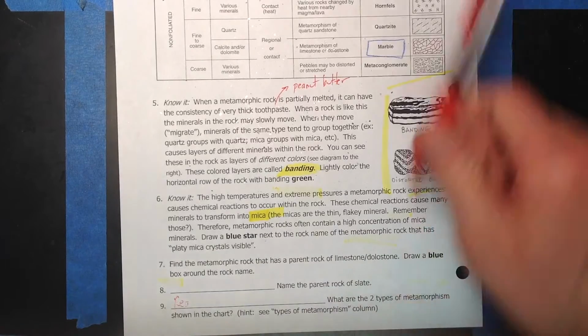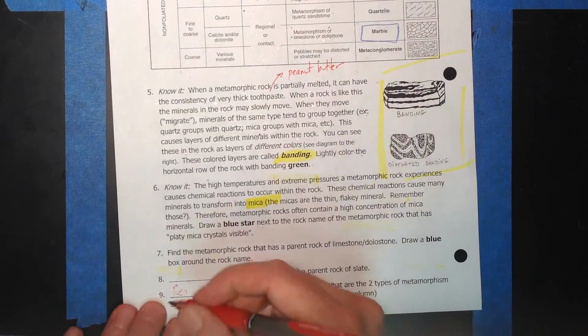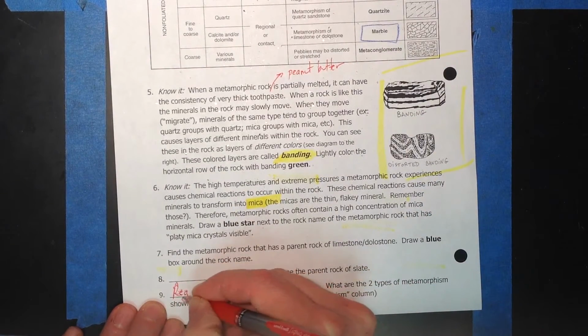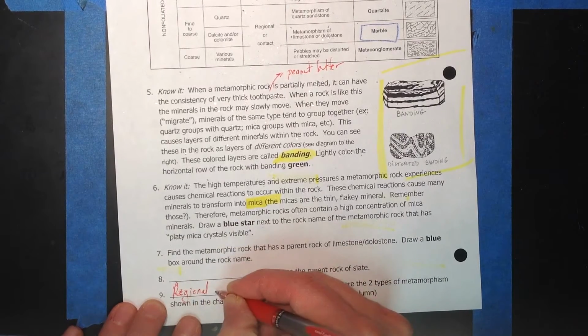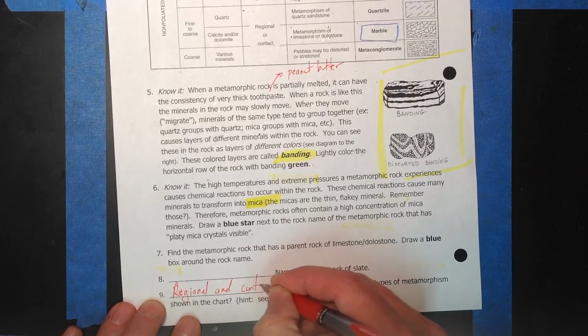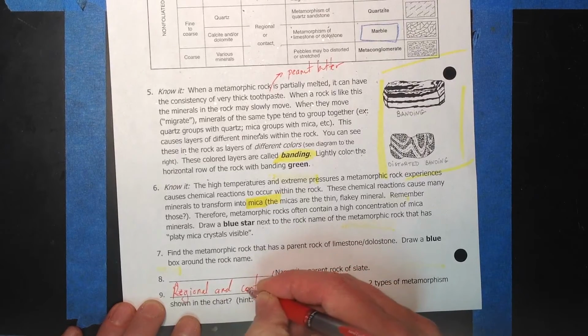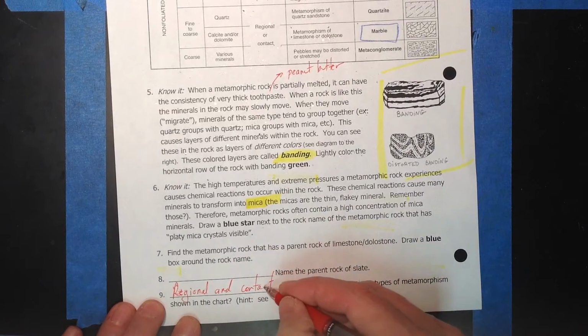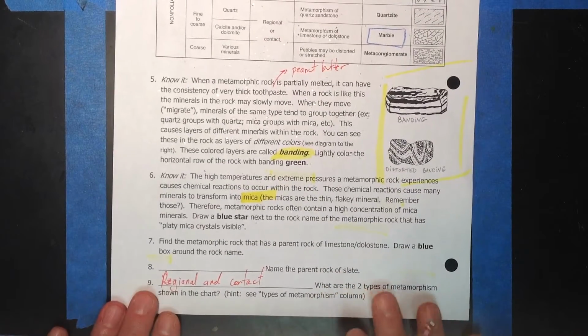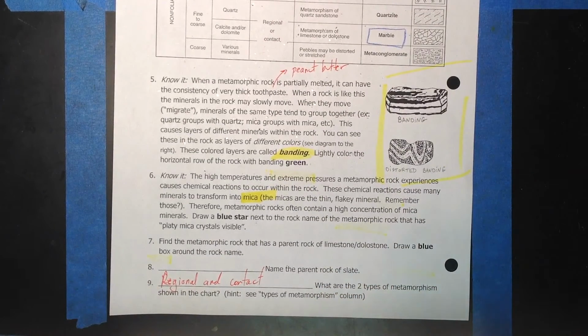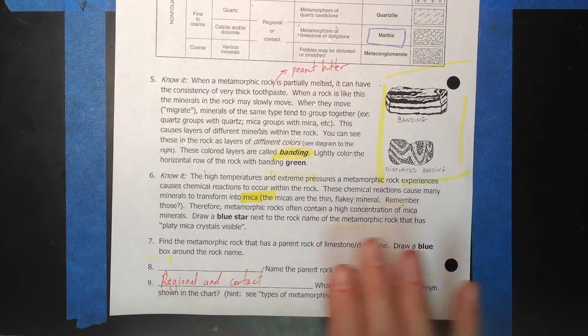I messed up my pen with that before. So, regional and contact metamorphism. Okay, again, contact is usually contact with lava that kind of like cooks it. Alright, so those are some of the key things for metamorphic rocks for us to start.